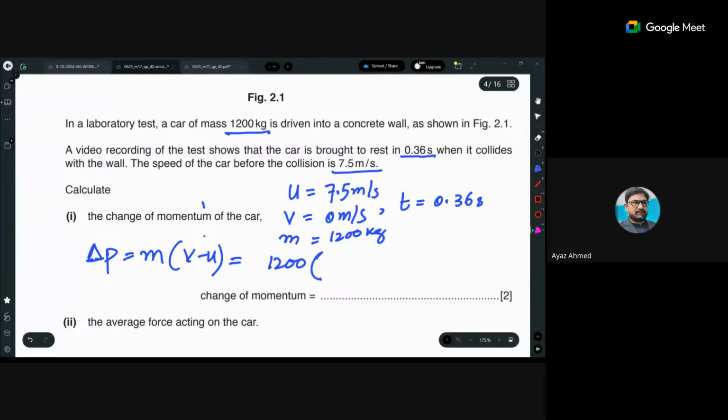So change in momentum is not delta p by t. It is just delta p, m into v minus u. What you are talking about, that is delta p by t. It is force. Okay? He will ask that next. So what is the final speed? 0. Initial is 7.5. So do the calculations and tell me the answer.